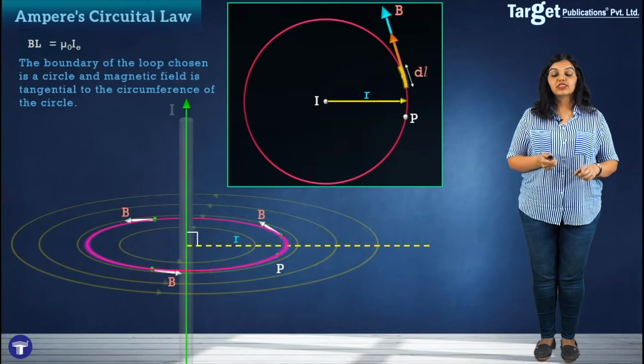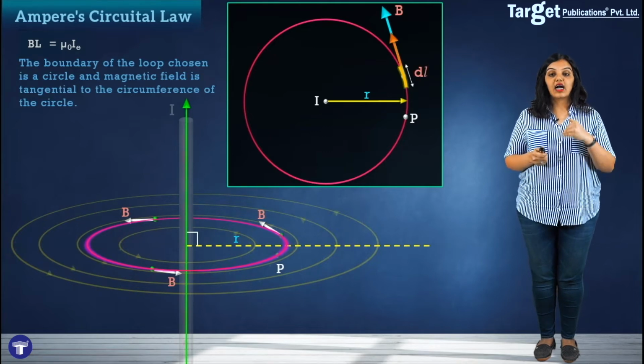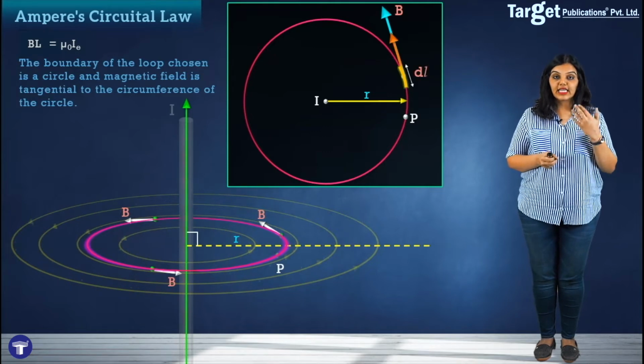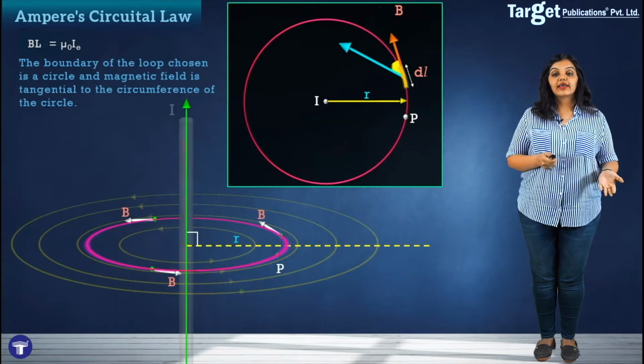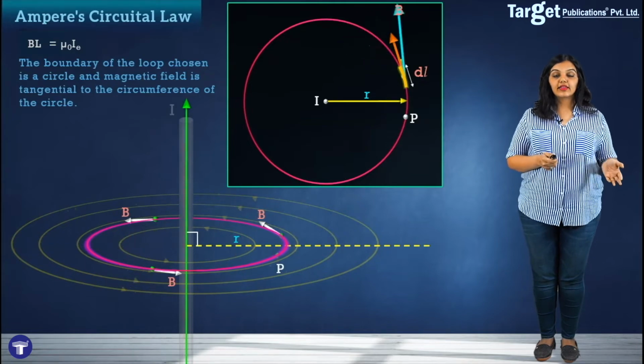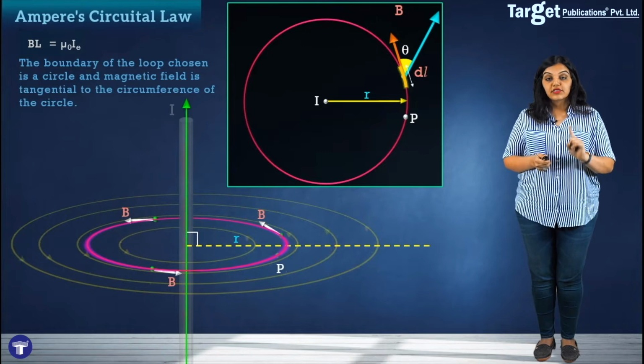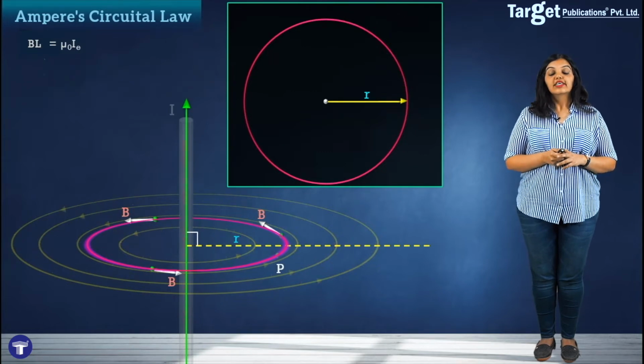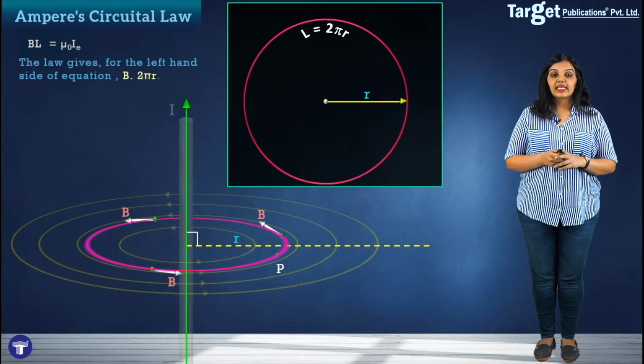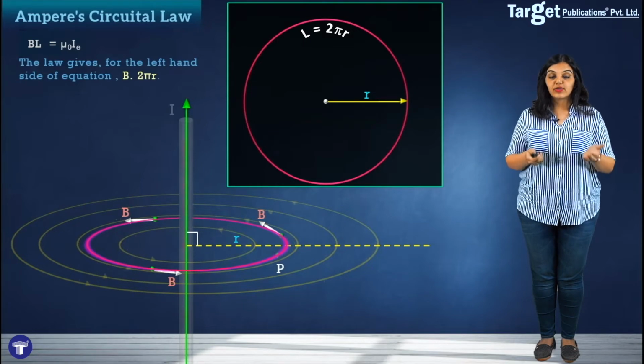Remember that I could do this only because B and dl in this case are in the same direction, that is, B is tangential to the loop. If the angle was not 0, if it was any other angle, I could not use this reduced form of Ampere's circuit law. So now that I have BL is equal to mu naught I_E, I simply replace L by 2 pi r, which is the length of the loop.